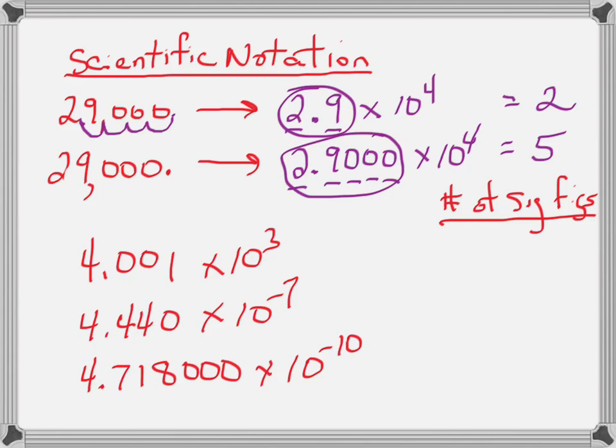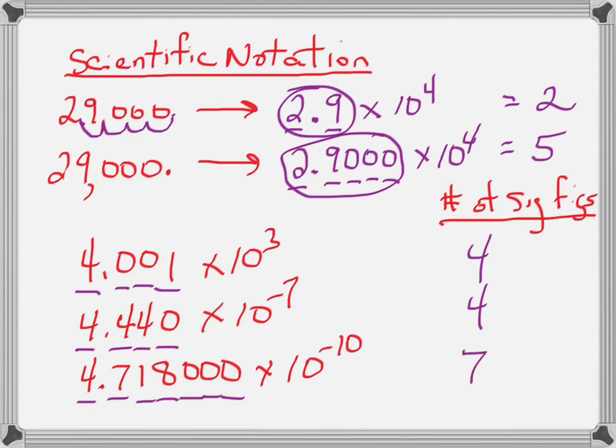It's in scientific notation. When it's in scientific notation, all you have to do is look at the number before the times 10 to the whatever, and you just go 1, 2, 3, 4. So the first one is 4. You just count them all. And the second one is 1, 2, 3, 4, and it's 4. And the third one is 1, 2, 3, 4, 5, 6, 7, and it's 7.